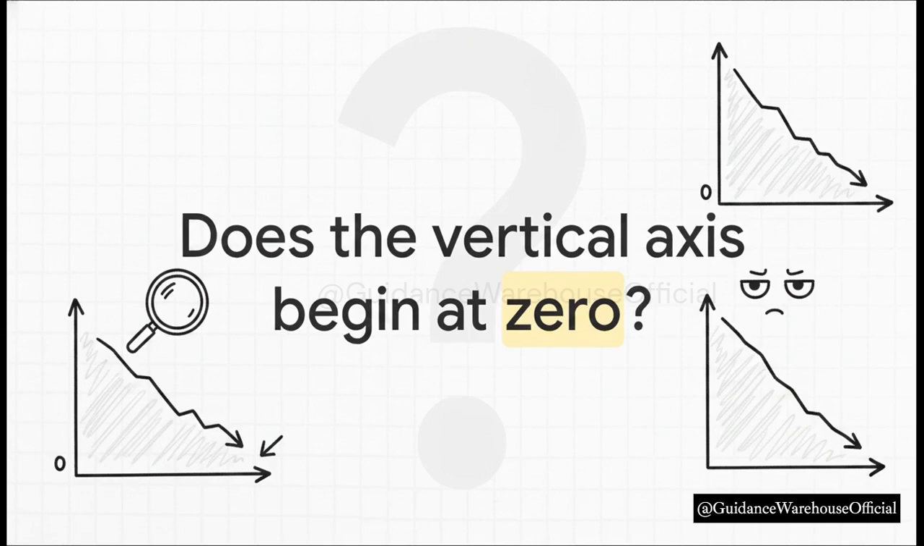Wait, hold up. This is a crucial retention moment. If you remember absolutely nothing else from today, remember this. Always look at the origin point of the graph. If the vertical axis does not begin at 0, 0, it is almost a guarantee that the visual has been manipulated. They do this to artificially smooth out a drop or accentuate one just to trick your eye. Always check the axes first.